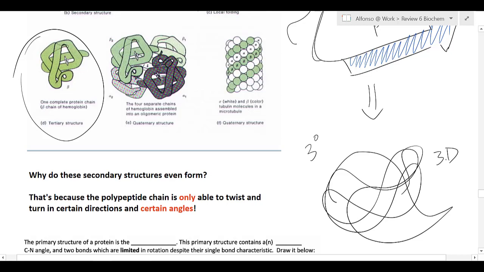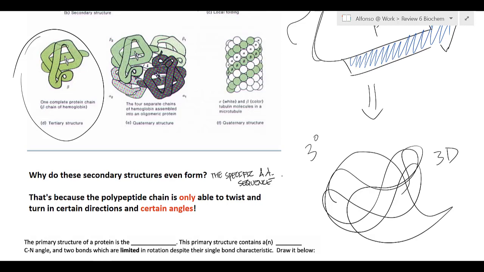Okay, so why do these secondary structures even form? What is it due to? Specific amino acid sequences. All right. And so you are more likely to find one kind of amino acid in an alpha helix, and you're more likely to find one type of amino acid in a beta sheet. Does that make sense? All right.